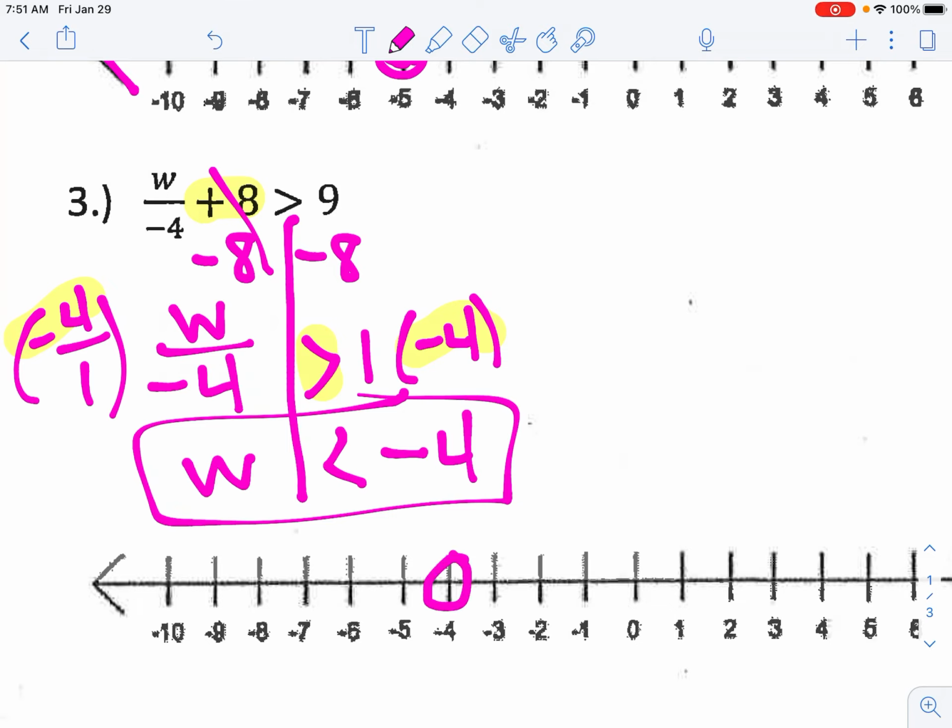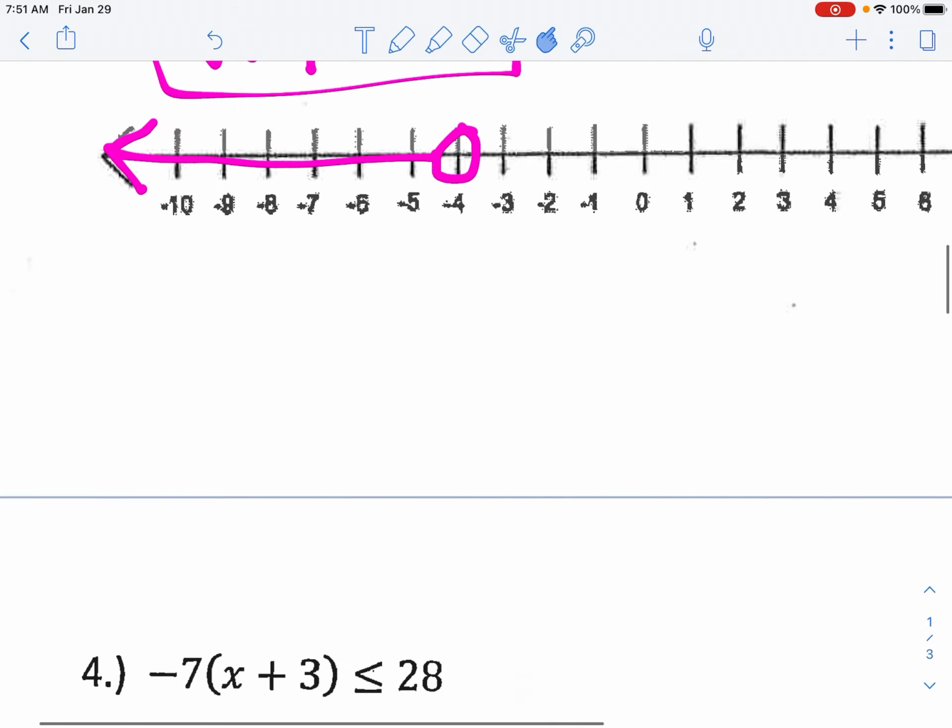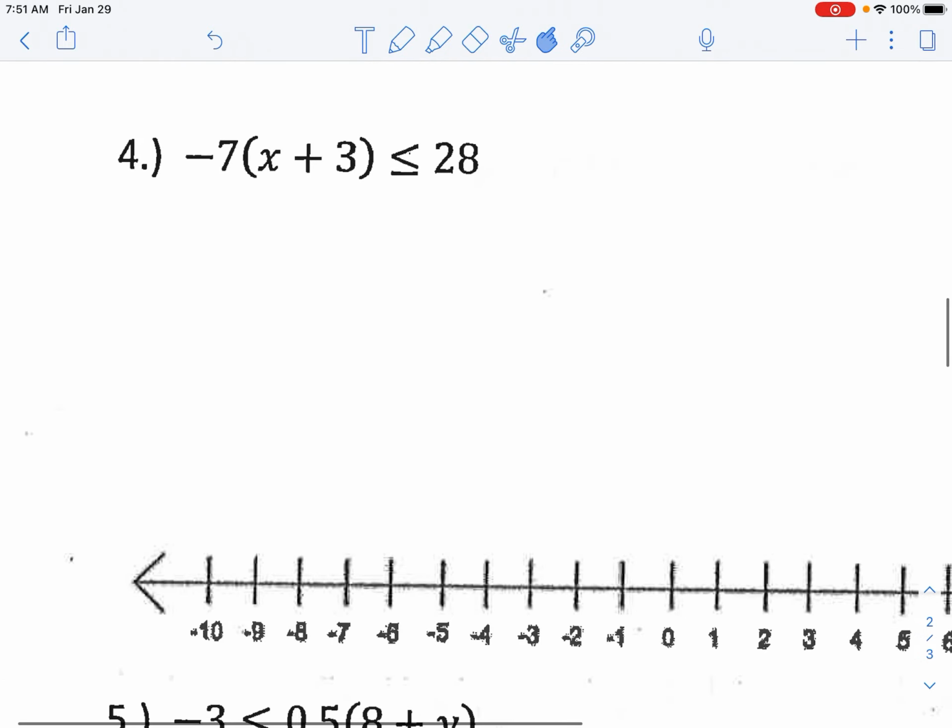Circle negative 4. That's going to be an open circle. And draw your arrow. All right, go to page 2.